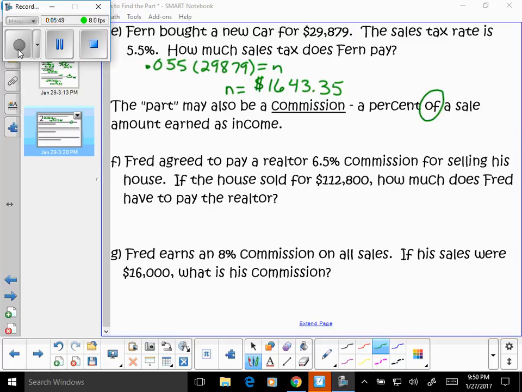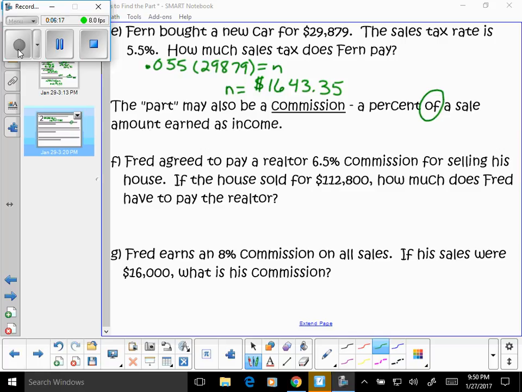For example, let's say that you are a traveling salesperson and you sell copy machine usage. They're going to give you a commission on how much you sell. So the amount of your sales, your total amount of sales, is going to be your whole. So try to think in terms of, is this a total amount? Because if it's a total amount, then it's going to be a whole.